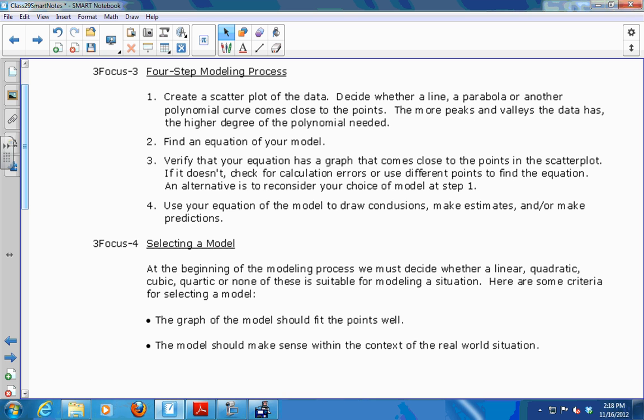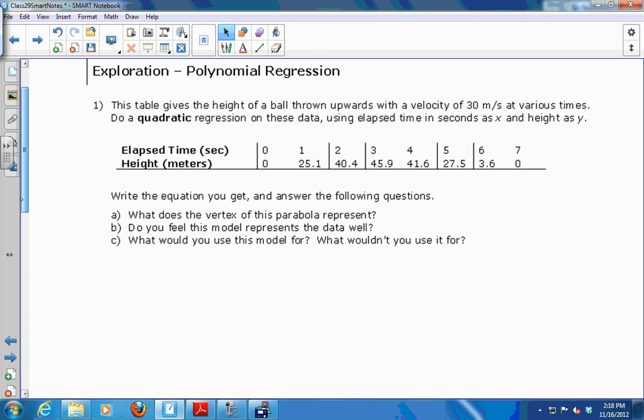Then let your calculator do all the work for step 2, right? Find an equation for the model. Step 3, verify that your equation is good. Look at it. See if the graph comes close to the data. Check the R-squared value. If it's not good, you want to go back and check, do I have a typo in my data? Or maybe you should just choose a different model. And then you can use the equation to draw conclusions, make estimates, and make predictions. All right, so I'm going to have you work on a few in your groups. And let me know if you have questions.